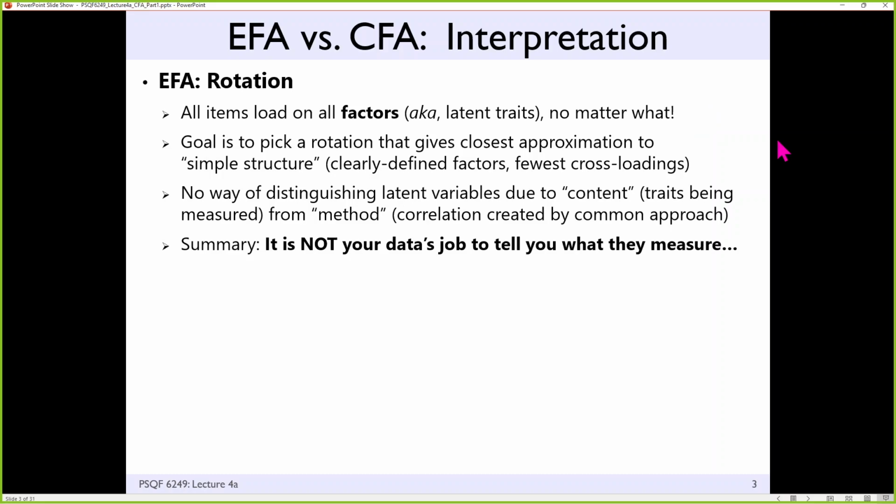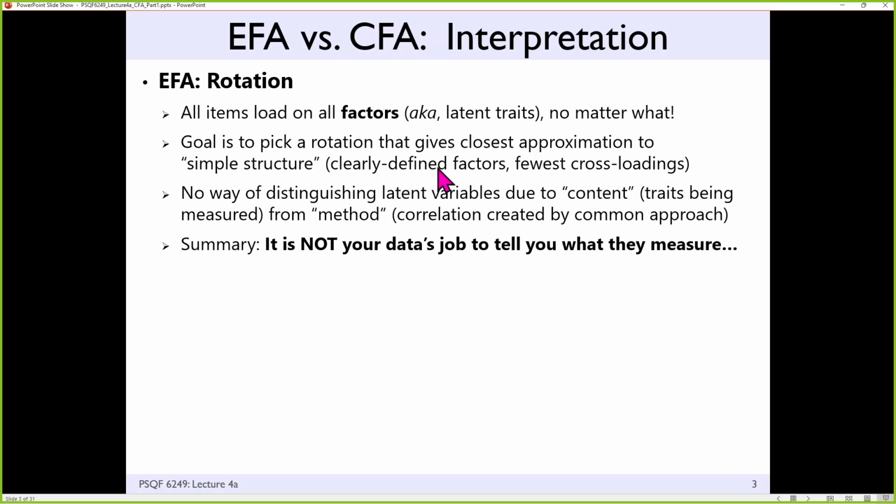Another is rotation. In EFA, by default, all items load on all factors. So you can tell your software, here's my items. I want to see what it would look like if you said there were 2 factors, 3 factors, and 4 factors. Go. And it spits them all back at you. And you're like, well, I think maybe 3. But we need to do a rotation.